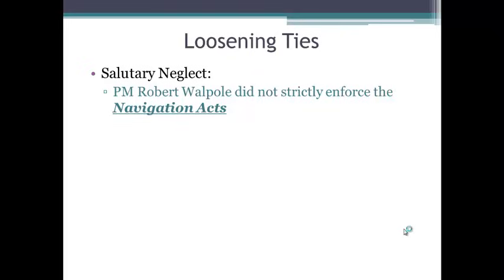So you might think to yourself, what are those Navigation Acts again? Well, these are acts passed by Britain that stated that the colonists could only trade with Great Britain. So colonists weren't doing this under Prime Minister Walpole, and he kind of looked the other way. Colonists were smuggling, and he kind of let them do whatever.